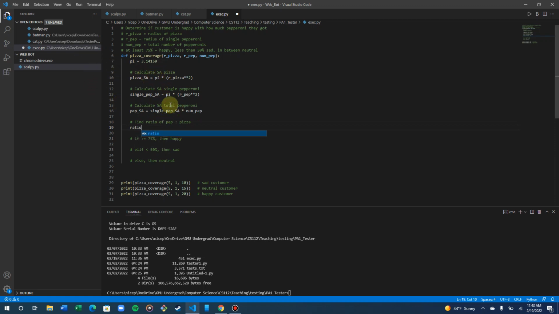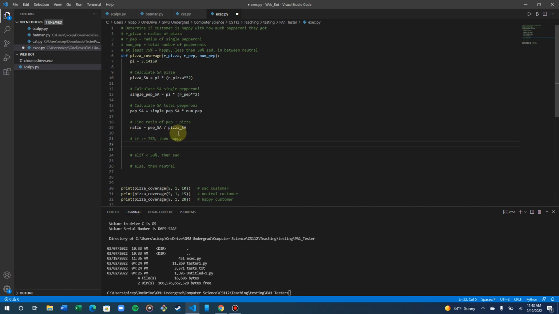So I'm going to create a variable called ratio and set that equal to the pep SA divided by the pizza SA. Now this will yield a nice decimal for us. So instead of seeing numbers like 64 and 82, we will see 0.64 and 0.82. You could convert it by multiplying by 100 to get clean numbers, but I'm just going to leave it as a nice clean decimal.